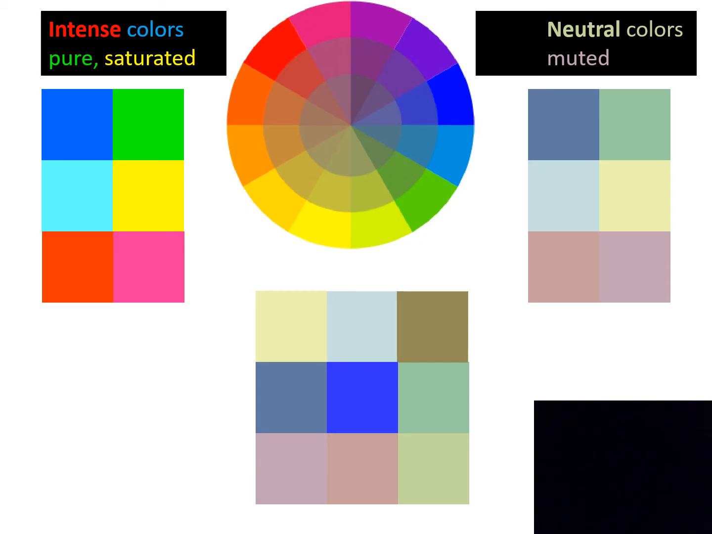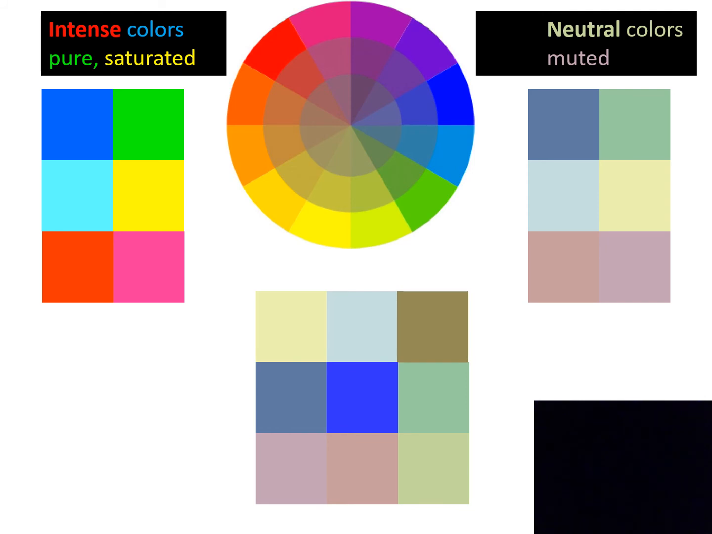Intense colors, we also call pure or saturated colors, have a high degree, or 100%, of the pigment of the particular color. So colors that would come directly out of a tube. Whereas neutral colors are colors that are mixed with gray or mixed with a complementary color.